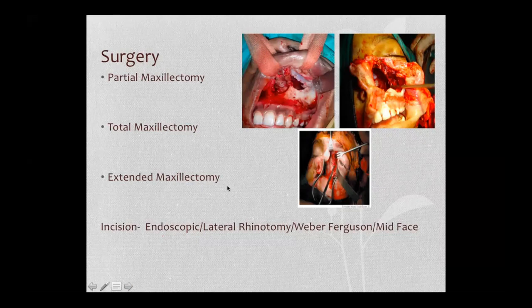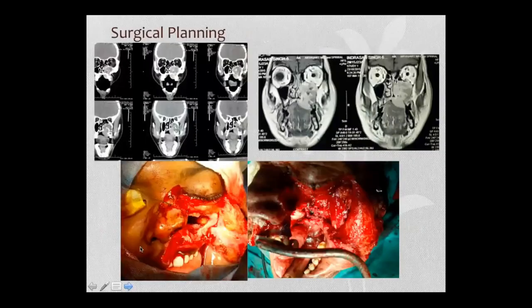Extended maxillectomy means removal of tumor from the ethmoid sinuses, the pterygoid, and the other areas such as the sphenopalatine and infratemporal fossa. Incision endoscopic is very limited. Mainly the workhorse is Weber-Ferguson. Sometimes we also do midface degloving for tumors.